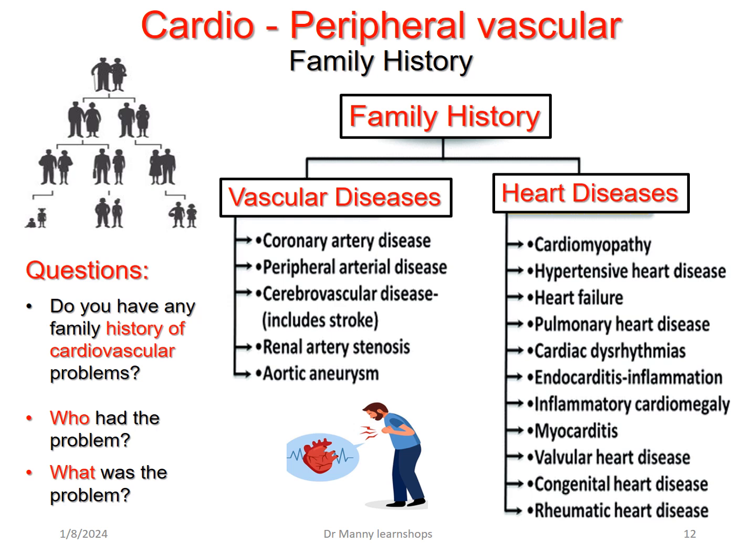Family history is again important. Do you have any family history of cardiovascular problems? If so, who had the problem and what was the problem? Vascular diseases could include coronary artery disease, peripheral arterial disease, cerebrovascular disease, renal artery disease, conditions related to your aorta, such as maybe an aneurysm, thoracic or abdominal.